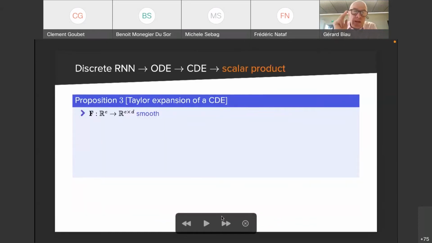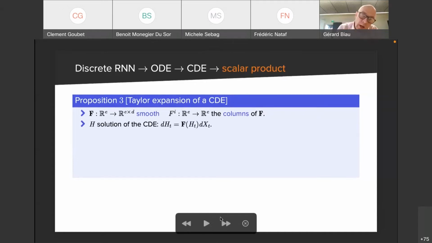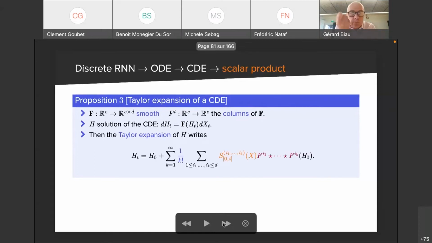Now, the last ingredient of my presentation is assuming that the function capital F, so the tensor field, is smooth, so just meaning that the coordinates are infinitely differentiable, which is the case for the feed-forward neural network. Then, and that's the most important part of my presentation, if I denote by Fi the columns of this application, if I call H the solution of the CDE, so now I have skipped the theta because these results are more general than for neural networks. So I look at the solution of the CDE, then we can prove that, in fact, the solution of the CDE has the following form.